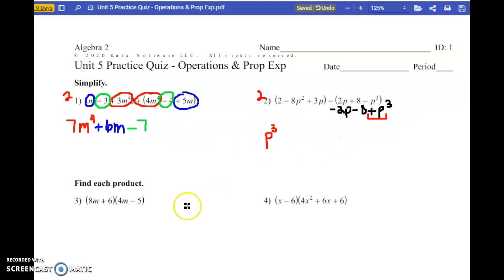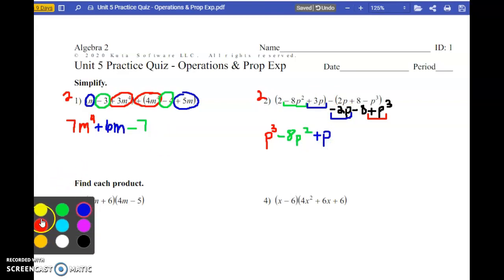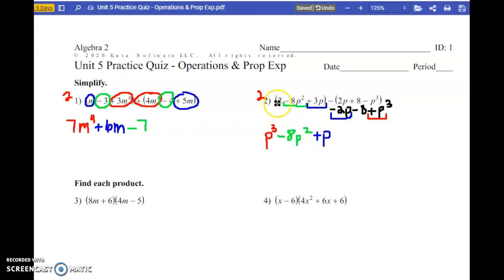And I look for my next highest exponent, which will be a square. And here's a -8p squared. And that's the only p squared, so it's just -8p squared. And then look for my next like term. I see p's. Here's a plus 3p and a minus 2p. So 3p minus 2p is a plus 1p, or plus p. And then last, I see 2 constants. I see a +2 and a -8. So 2 minus 8 is -6. And that one's finished.